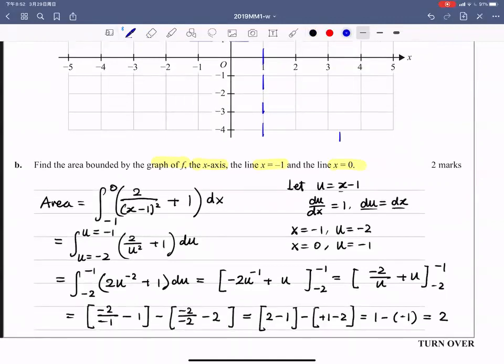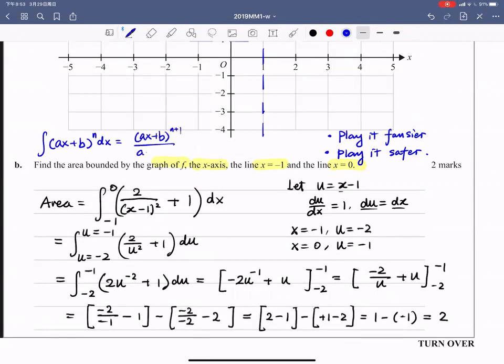This is my typical quote: play it safer. It's your choice, okay? Another way to solve this problem is using that formula. The antiderivative of (ax plus b) to the power of n gives you (ax plus b) to the power of n plus 1, divided by a times (n plus 1), plus c. Okay? Moving on.